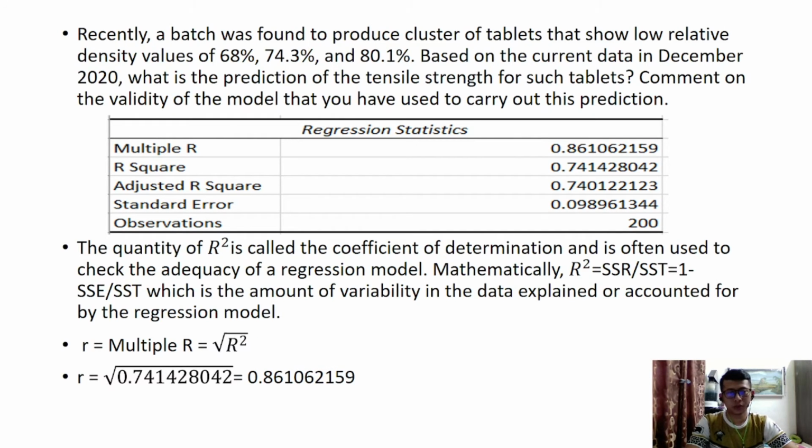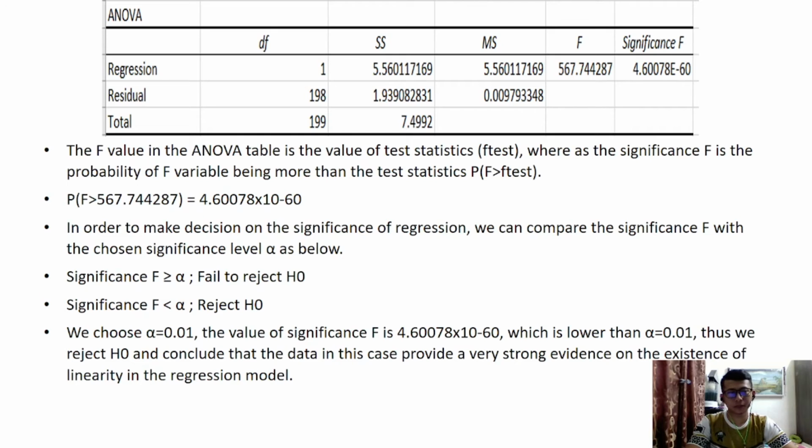From the regression statistics, we can know the value of R square. Mathematically, R square equals SSR over SST, or 1 minus SSE over SST, which is the amount of the variability in the data explained or accounted for by the regression model. The value of R is 0.861062159. For the ANOVA table, the F value is the value of the test statistic for the F test, whereas the significance F is the probability of the F variable being more than the test statistic.